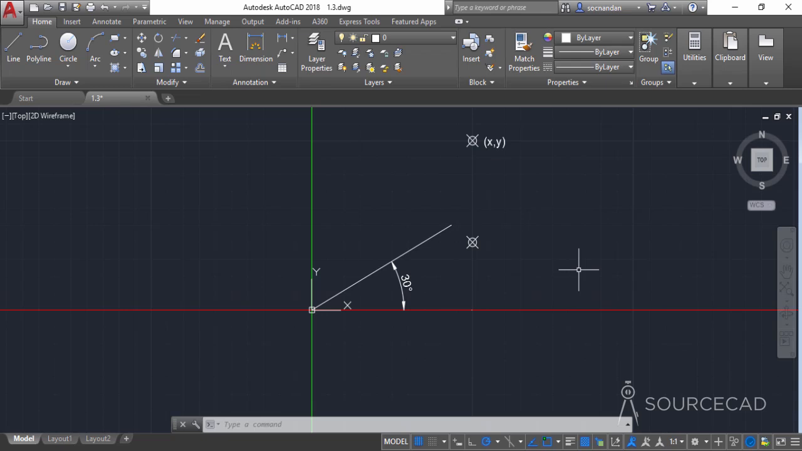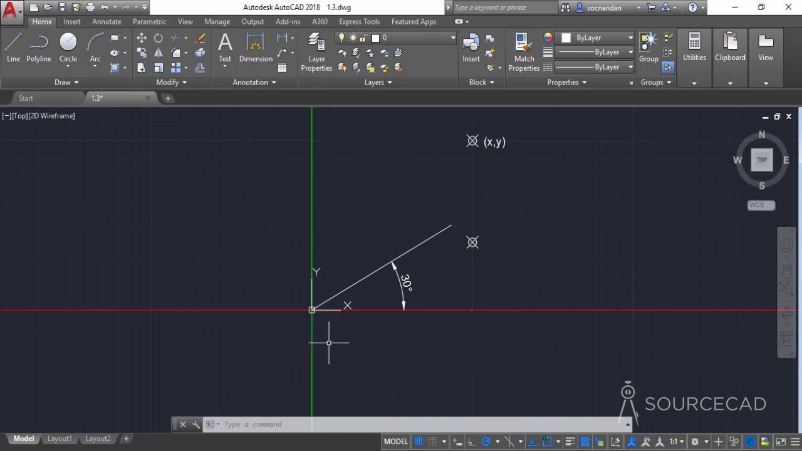AutoCAD uses the very popular Cartesian coordinate system for making the drawings. In the Cartesian coordinate system, we have x, y, and z axis. Here we have this x-axis represented with a red line, the y-axis represented with a green line, and we also have a z-axis which we cannot see because we're in the 2D plane. The z-axis is pointing outwards from the screen right now.